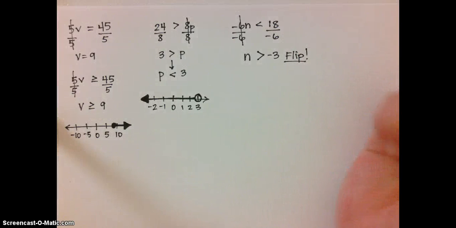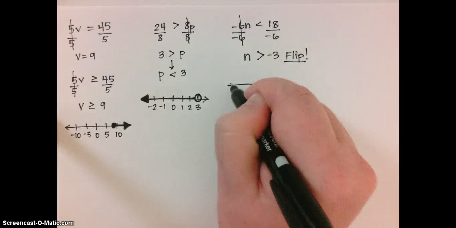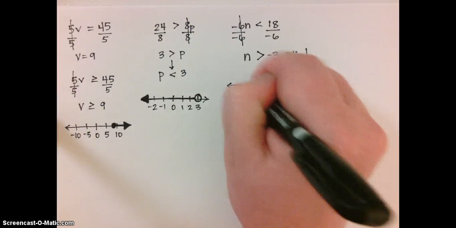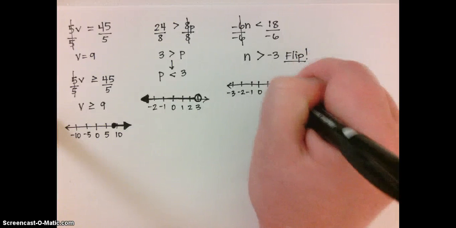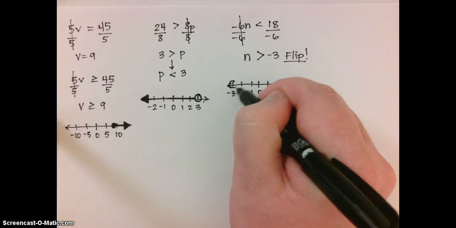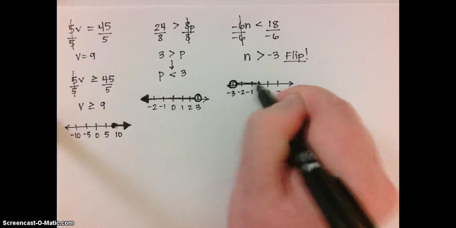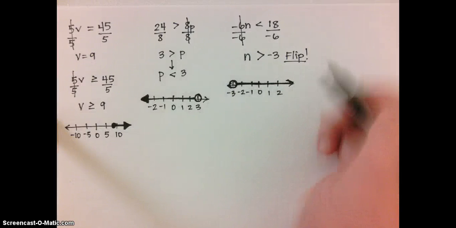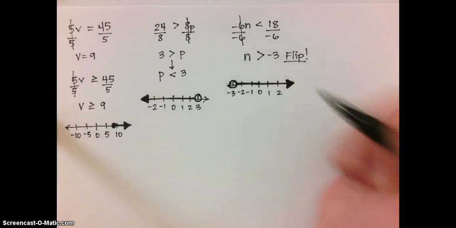So like I did before, I'm going to flip my inequality, and now I can easily graph it. Okay, and it is not equal to negative 3, but it's all the numbers that are greater than negative 3. So I'm going to shade going to the right.